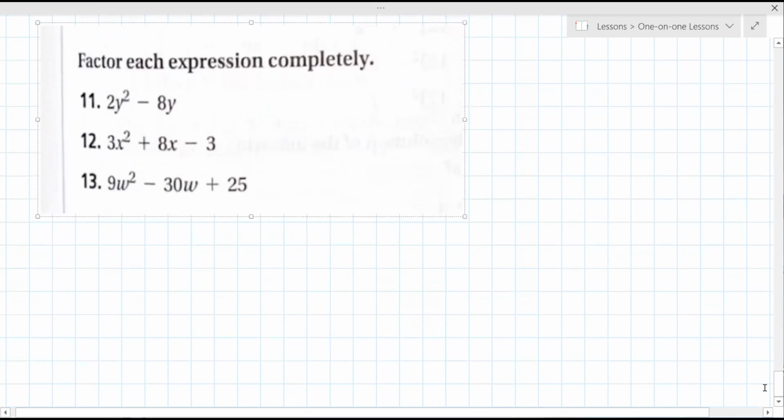Okay, factor each expression completely. So we're on to what appears to be a completely unrelated question, and then we go to solving, and solving relies on factoring and then this square root of -1 stuff that we just did. So it's like we're going to synthesize two concepts.